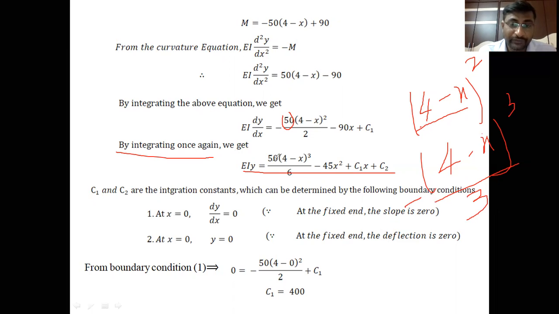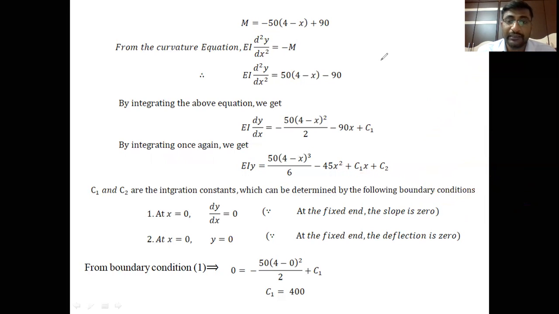Okay, 50 is also there, and 2 is in the denominator as it is. So minus 50 is already there, minus into minus is plus. 50 into 4 minus x whole cube by 6, minus 90x square by 2, that is minus 45x square, plus C1x plus C2, the second integration constant C2. C1 integration is C1 into x.